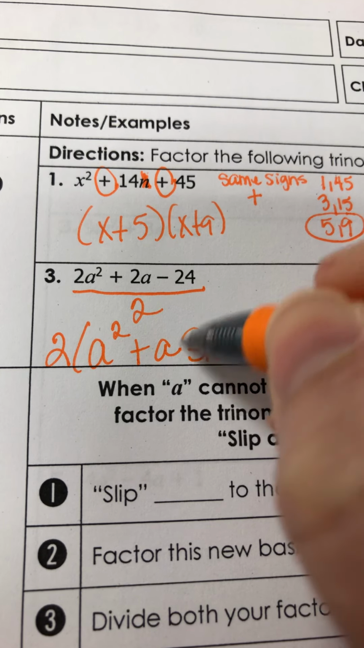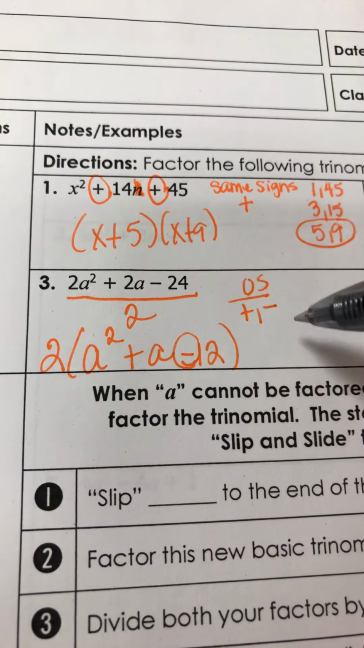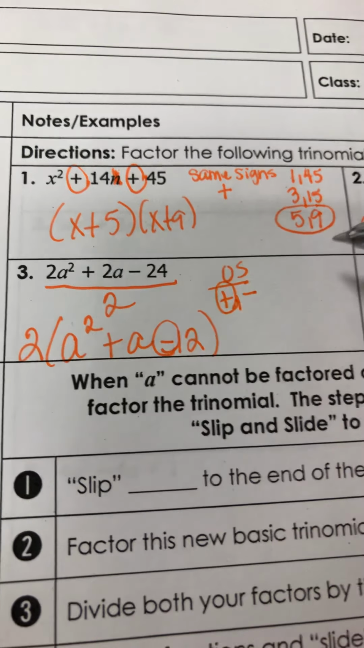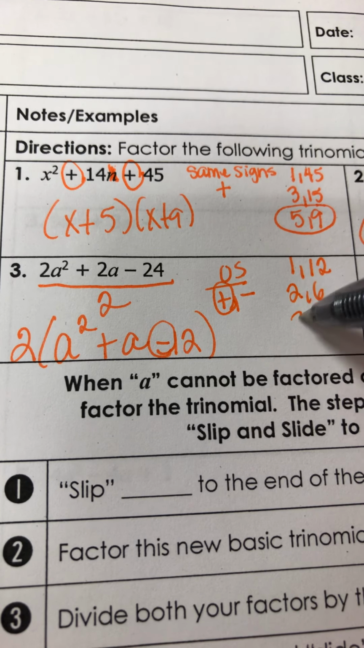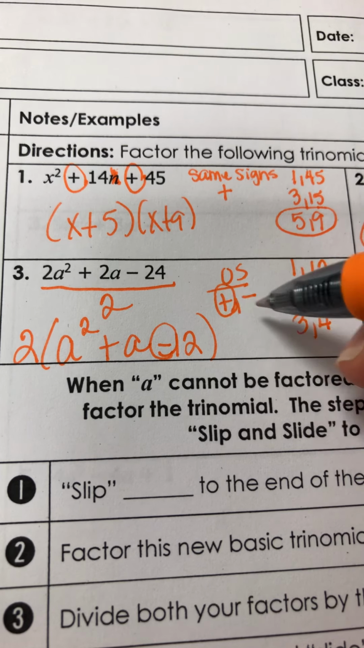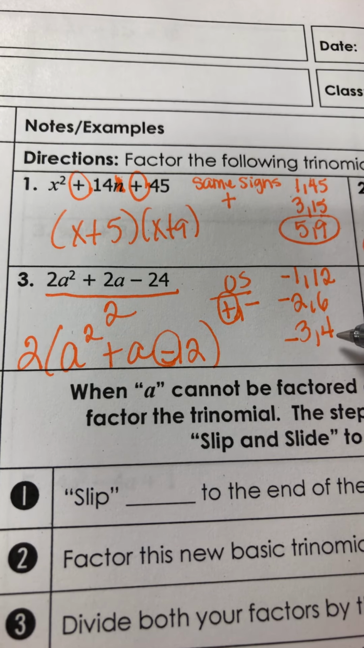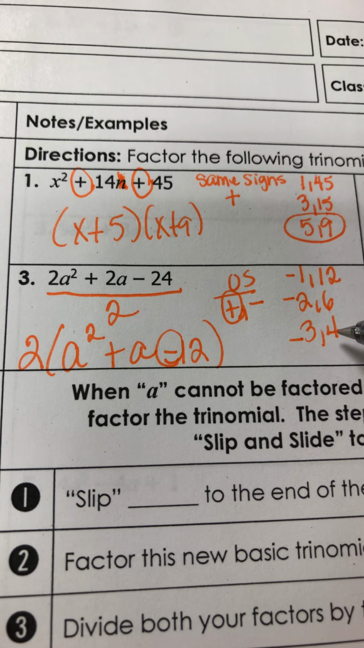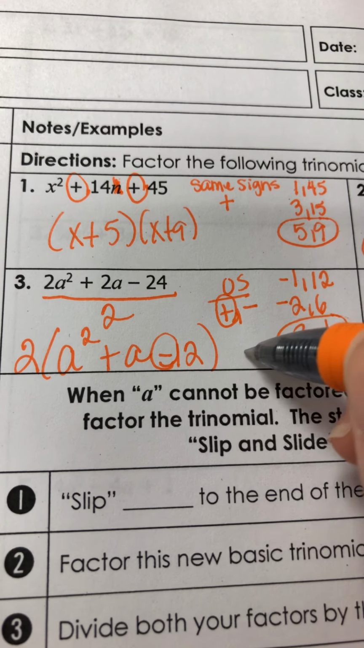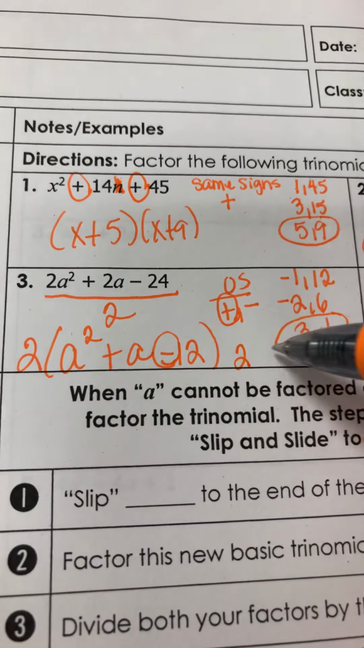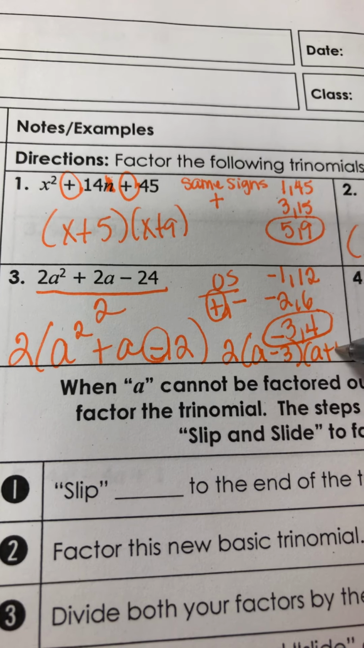Now let's factor. I need opposite signs. Biggest one positive. So let's list the factors of 12. 1 times 12, 2 times 6, and 3 times 4. Opposite signs, biggest one positive. All 3 of these multiply to negative 12, but only negative 3 and 4 will add to give me positive 1. So bring your GCF along, and you'll have 2 times a minus 3, a plus 4.